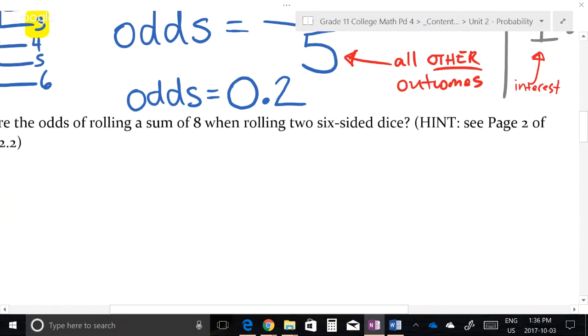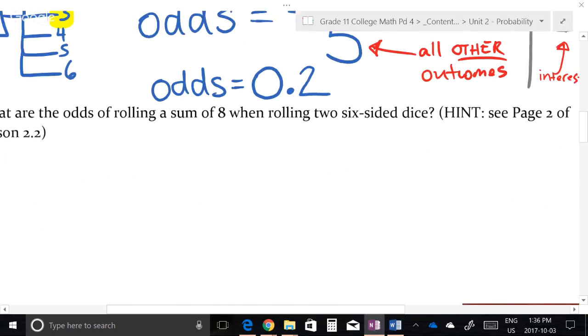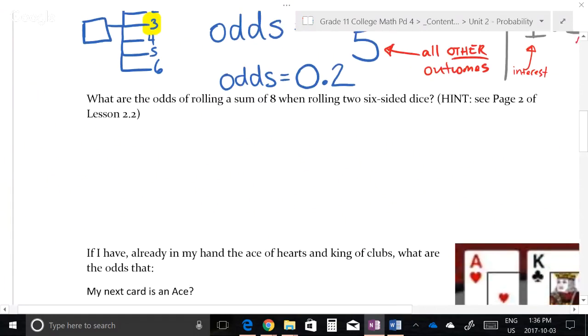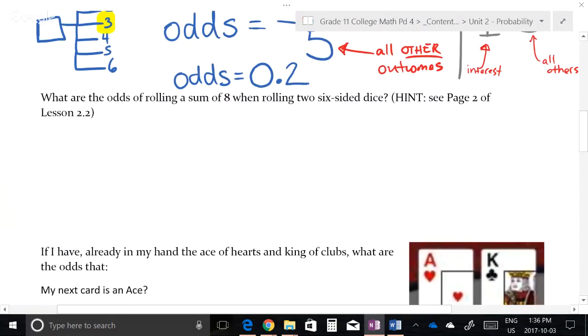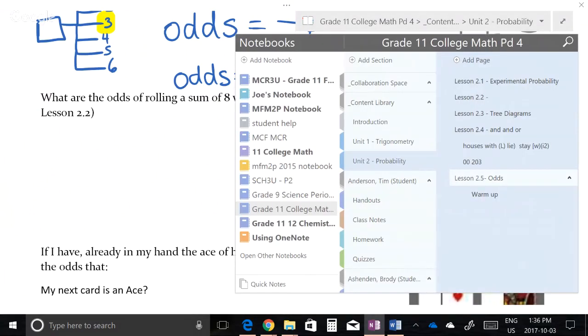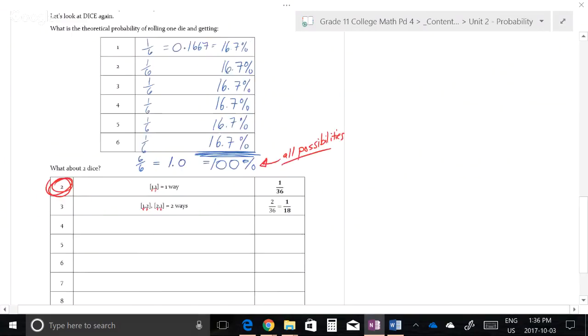Yeah, so let's look at the next one. What are the odds of rolling a sum of 8 when rolling 2 6-sided dice? Well, I don't want to sit here and work out all those probabilities again. Can we go back and look at lesson 2.2? Do you remember we did this?